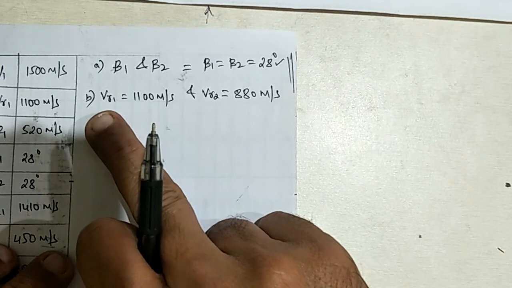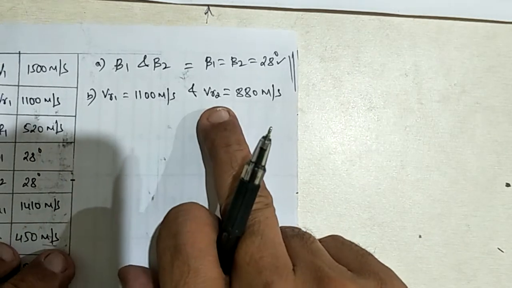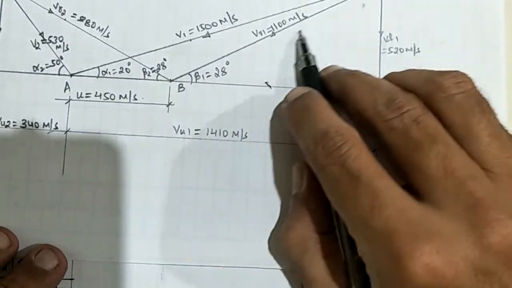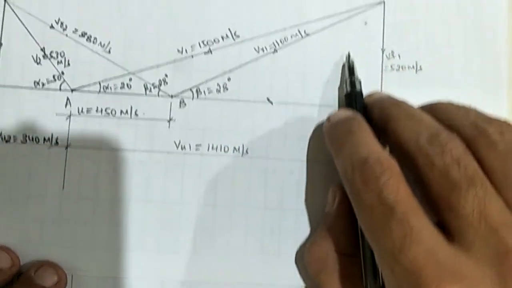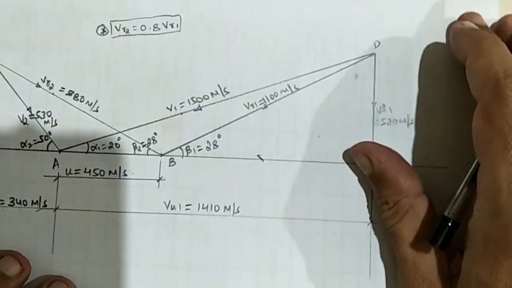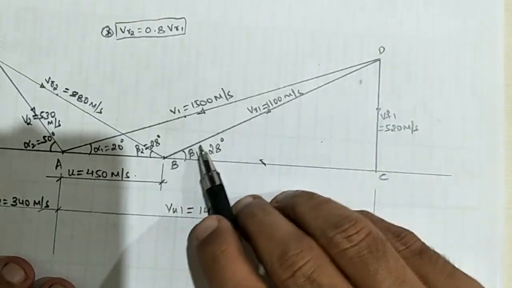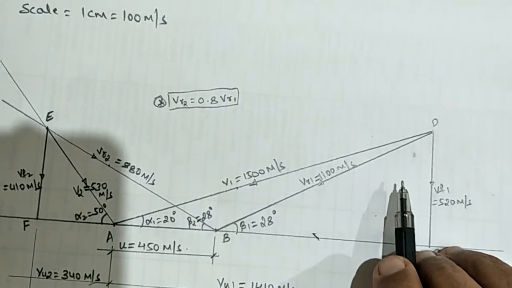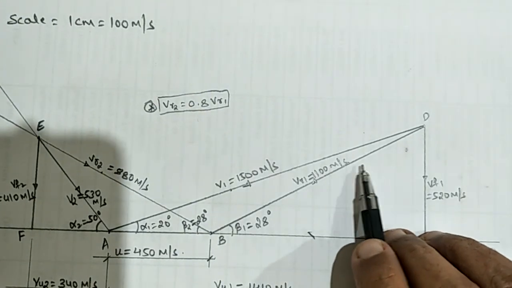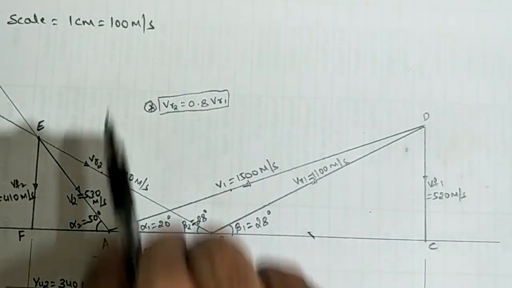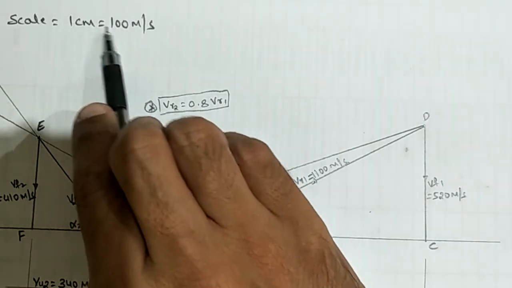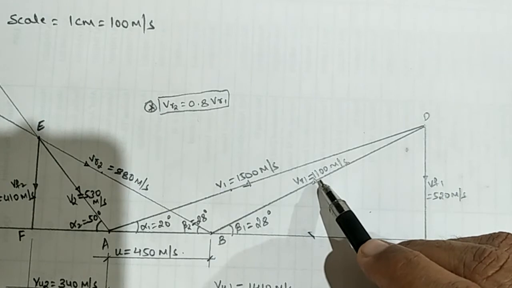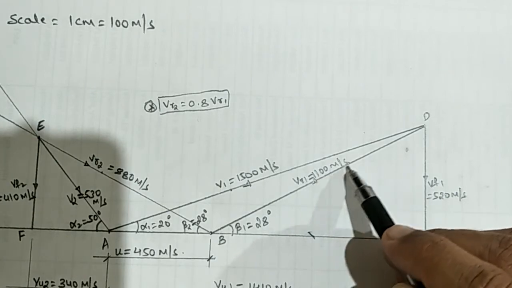Then the second answer is we need to calculate VR1 and VR2 values. Similarly here you measure the length BD. BD is nothing but VR1. You are getting somewhere around 11 centimeters. Multiply 11 centimeters with the scale, right? Scale is 1 centimeter is equal to 100 meters per second. So VR1 is equal to 1100 meters per second.